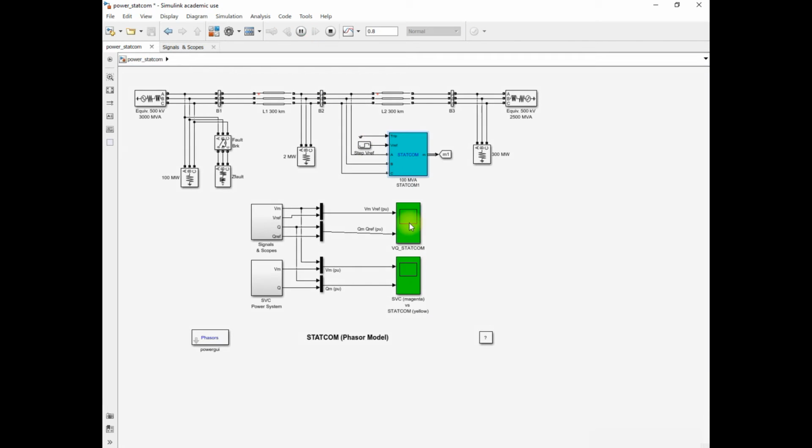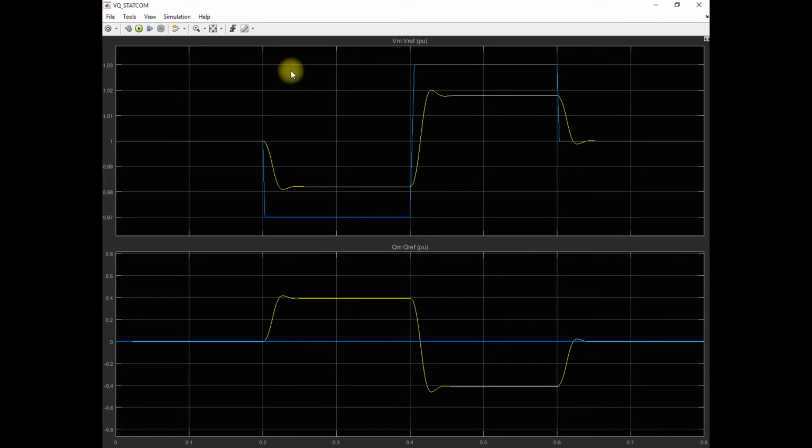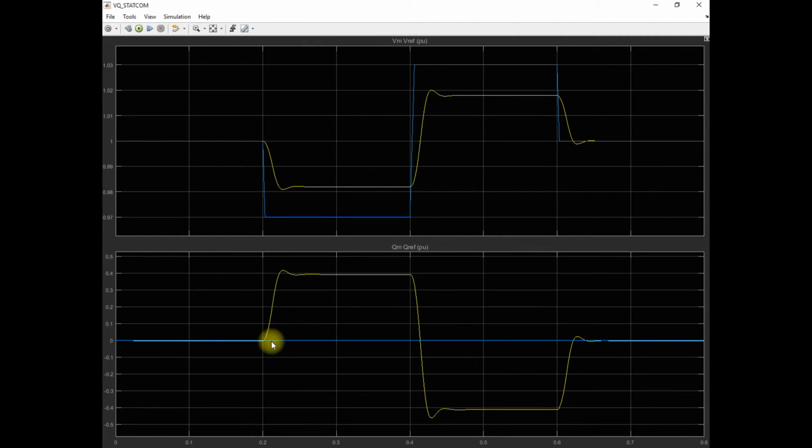So now you observe the response time in the simulation. You can see that the response time decreases. It means that the STATCOM provides a fast response against any change in the voltage reference. So you can now see that the STATCOM provides the reactive power absorption in a very short period of time, and maintains the voltage near this constant 0.98 at near 0.22 seconds.